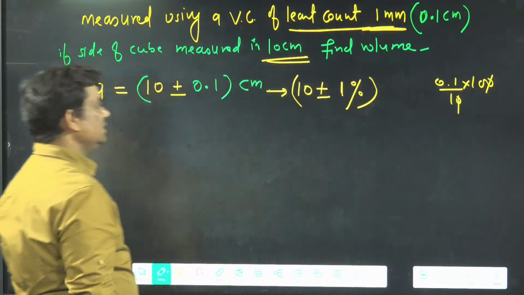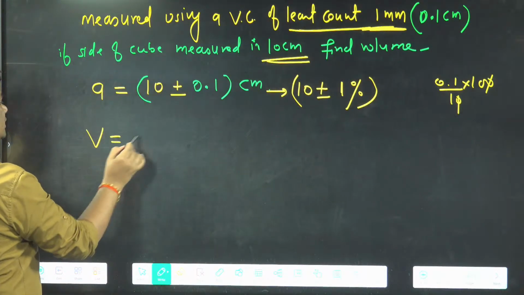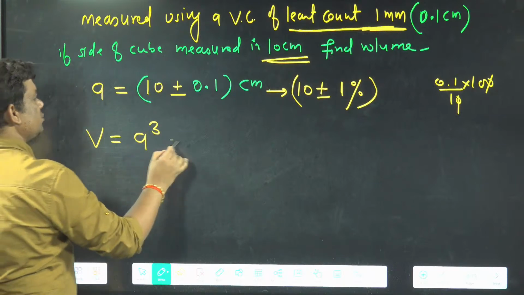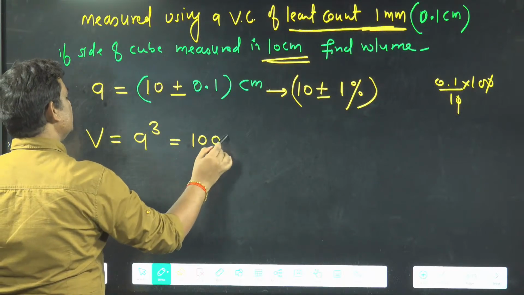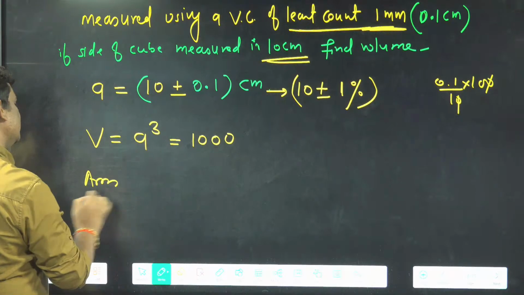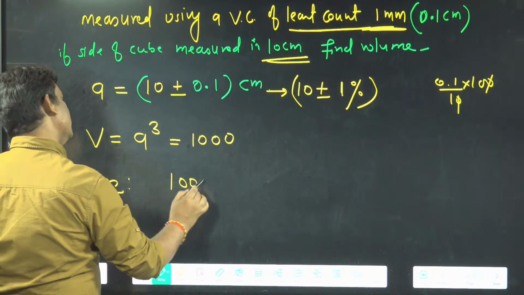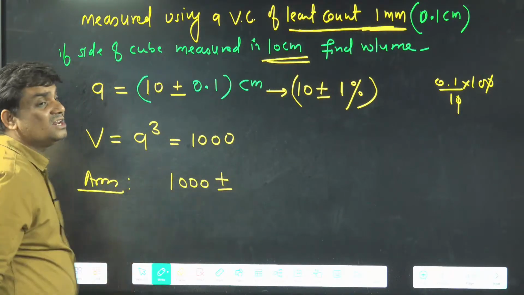And now you have to find the volume. Volume is always equal to a cube. So a cube will be how much? 10 cube, and 10 cube is 1000. So the answer we can write directly as 1000 plus minus how much error is possible?